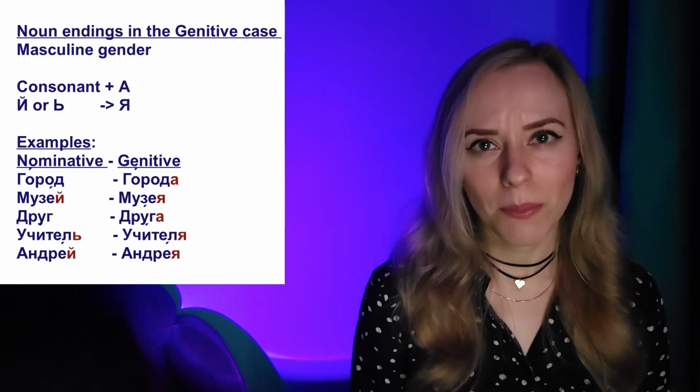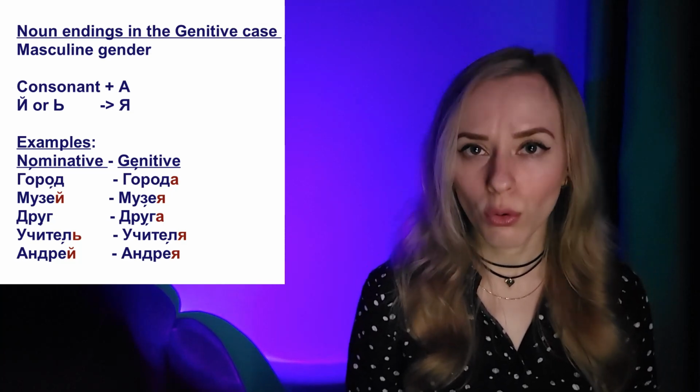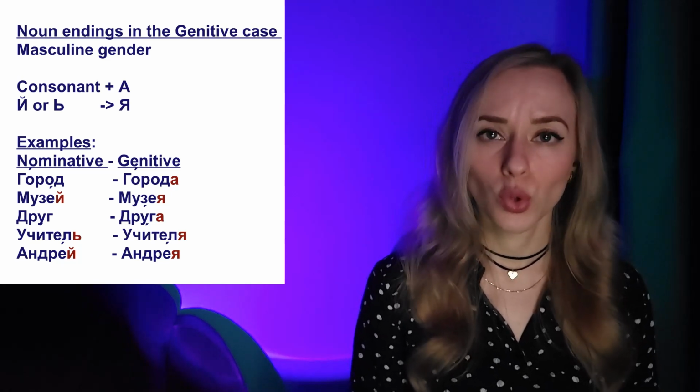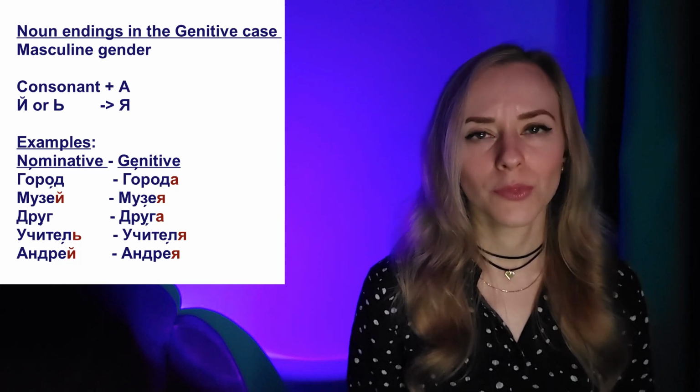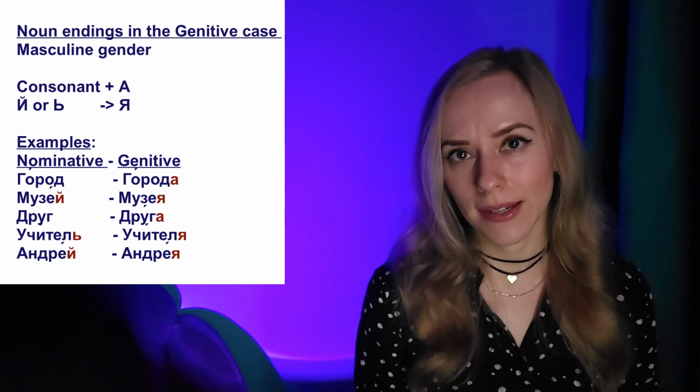And let's see the examples for the words of the masculine gender. Город – города. Музей – музея. Друг – друга. Учитель – учителя. Андрей – Андрея. We also change the endings for the words of the neuter gender.